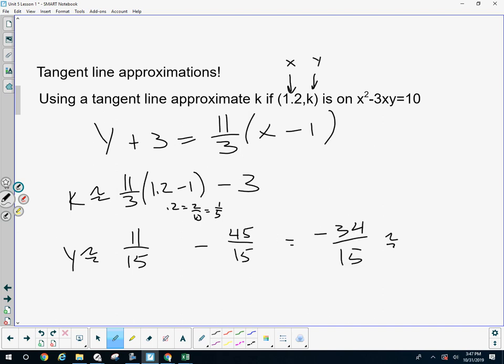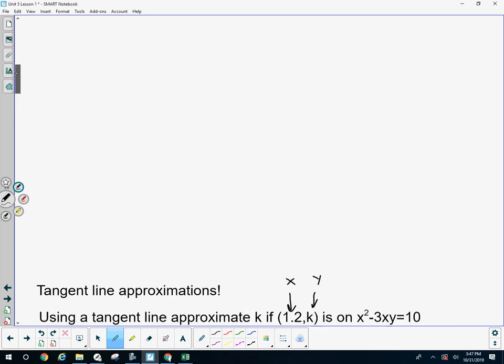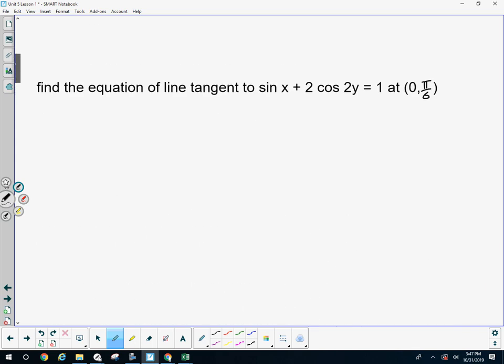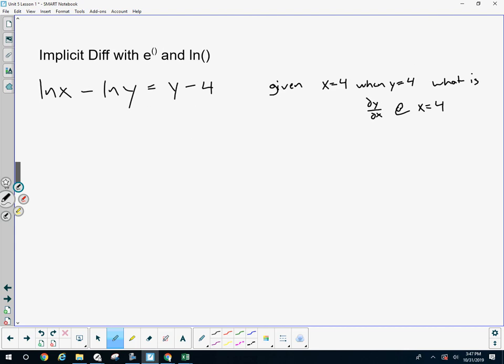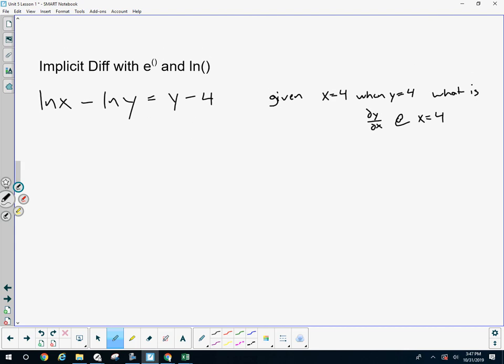(-34/15). That's our approximate k value. Okay, tangent line approximations. This is not new, just showing you it's the same as last unit. I'm literally going to skip this equation of the tangent line and this tangent line approximation just so we can move on. I don't think it's necessary.